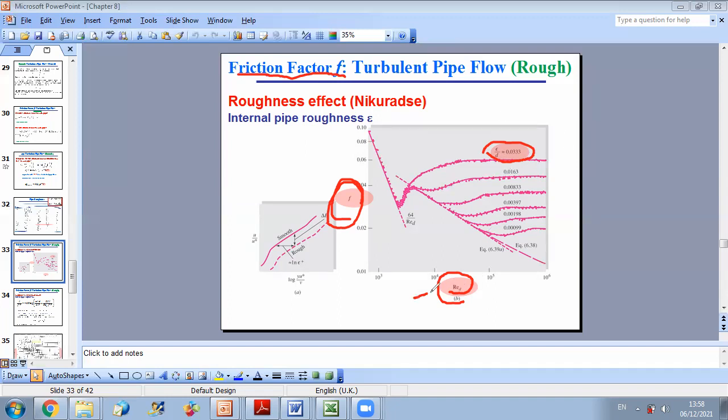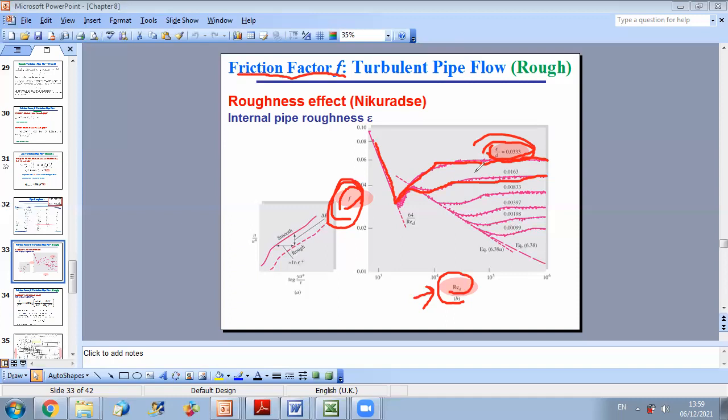They can vary the Reynolds number for a certain epsilon. They fix epsilon over d first, vary Reynolds, and measure F, so they can plot one of the curves. Then once they are done with this curve, they change epsilon over d, change Reynolds again, and draw another curve, etc. And why are these results general? Because they are working with dimensionless numbers. So as long as similarity conditions hold, we can use these charts.